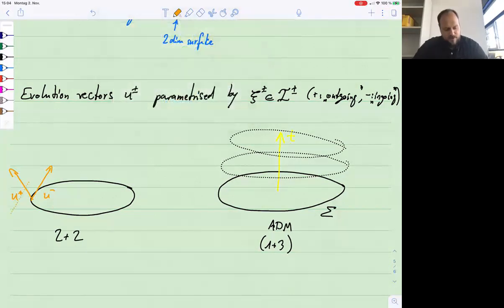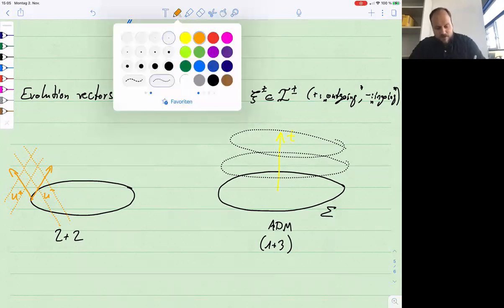Now we can define hypersurfaces, which are such that, what is going on here? Okay, sorry. So let me write it like this.